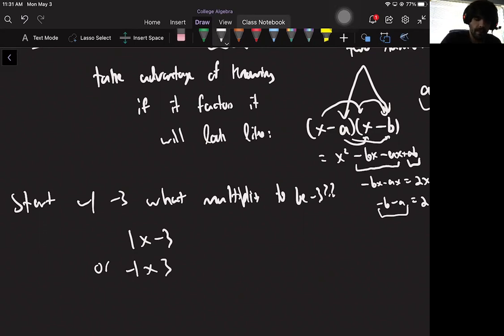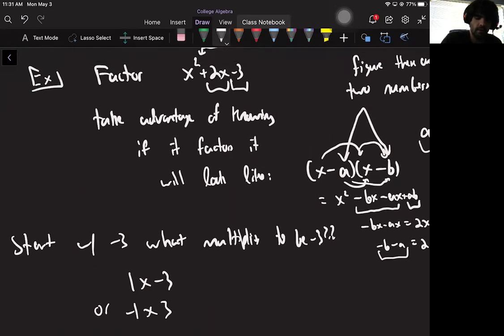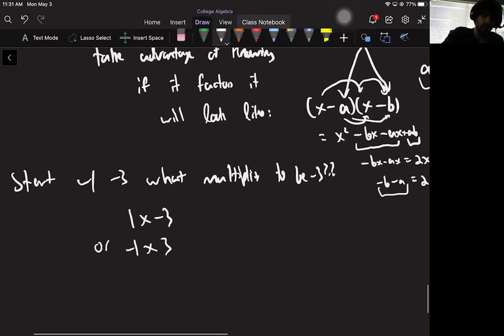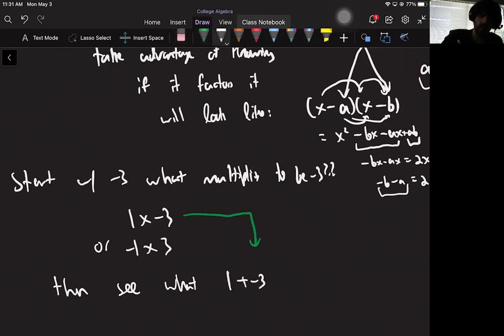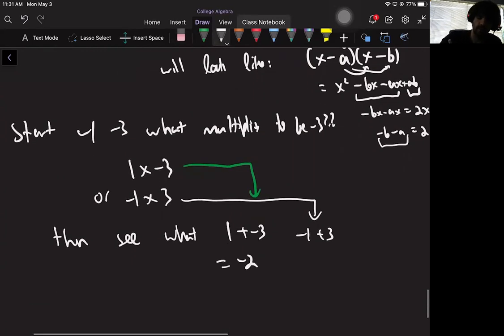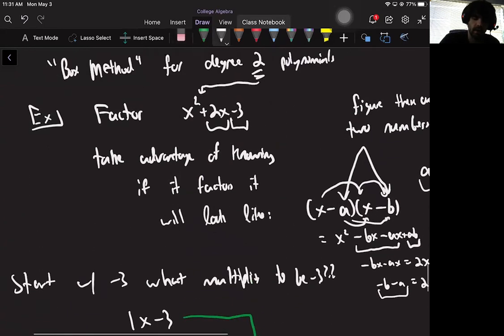So I have to think about that. And then I'm going to think about which one of these two adds up to 2 if I add the two numbers. So then I'm looking at these two numbers and I'm adding them. So what's 1 plus negative 3 versus what's negative 1 plus 3? The first one gets me negative 2. The second one gets me 2. So which one do I want? Well, I want the one that adds up to 2.